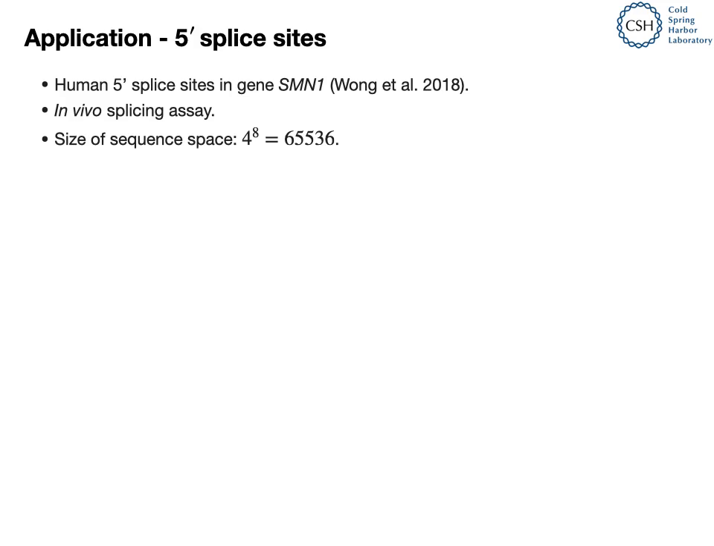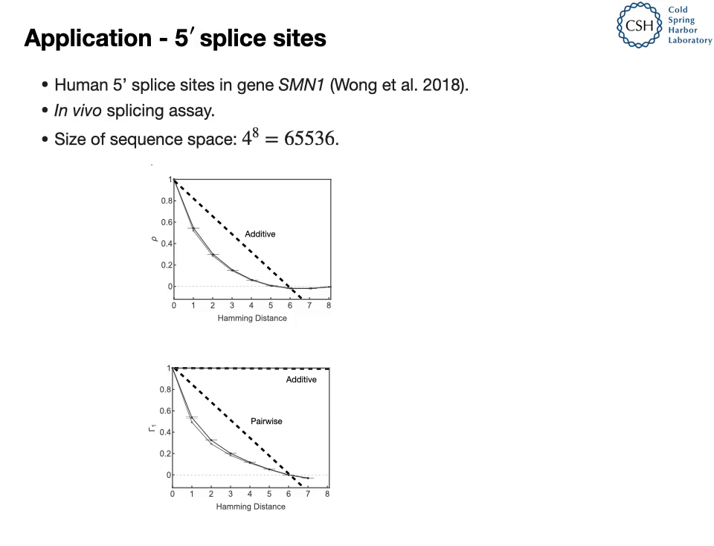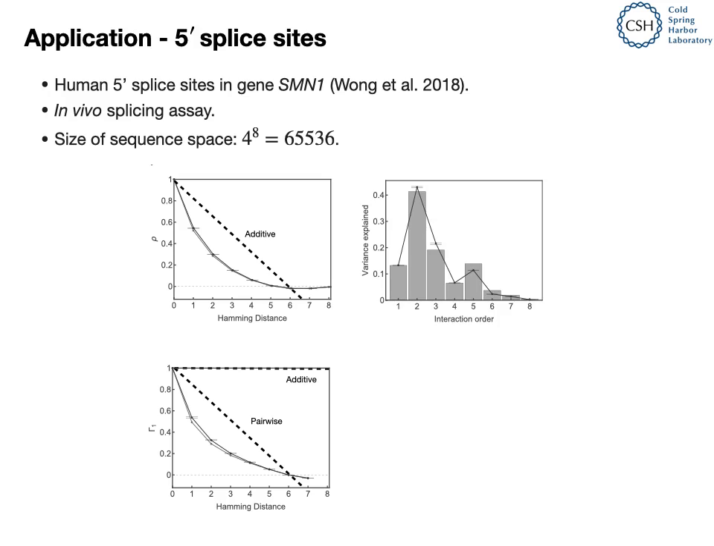We then apply this method to a high-throughput dataset that measures the splicing activity of human 5' splice sites. The 5' splice site is an 8 nucleotide long sequence, so the size of the sequence space is 4 to the 8, which is roughly 65,000. On these two panels, we have the distance correlation of phenotypes and mutational effects. And we know that they deviate quite strongly from the additive and pairwise assumption. This is because the splicing landscape contains a substantial amount of high-order epistasis, as shown here by the variance components plot.